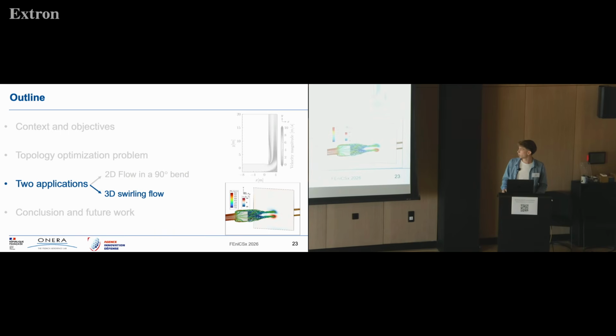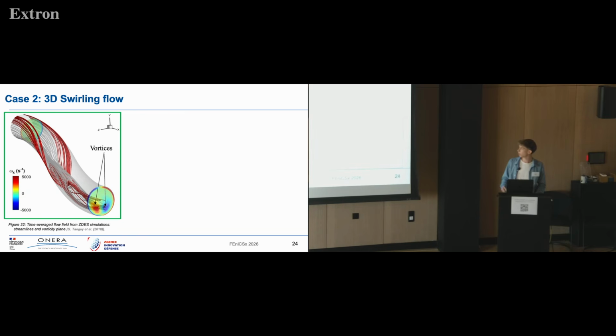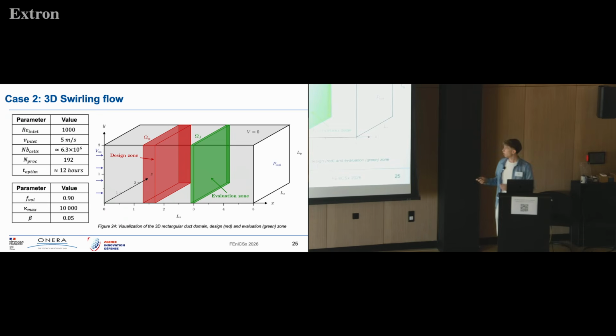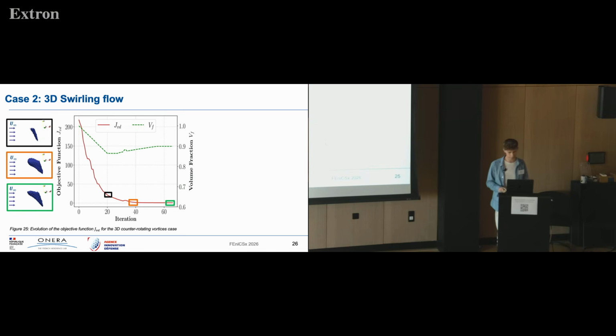So let's now talk about the 3D application. Like I said in the introduction, military air intakes are often associated with vortices. So the goal of this case is to reproduce a pair of counter-rotating vortices in a duct. For that, we consider a flow in a duct at a Reynolds number of 1,000. We don't consider the Spalart-Allmaras turbulence model, and we allow 90% of fluid in the design zone.